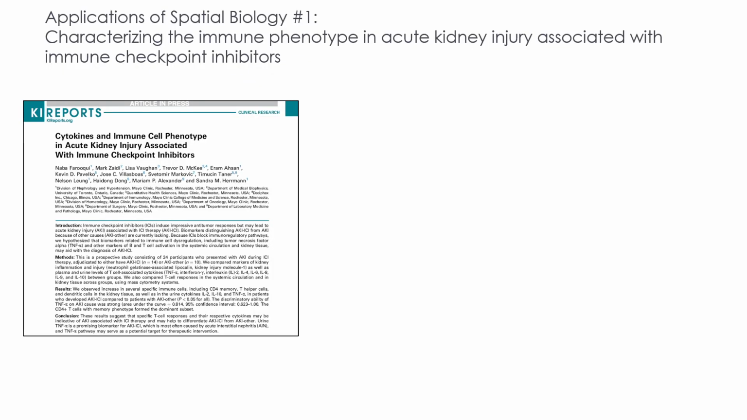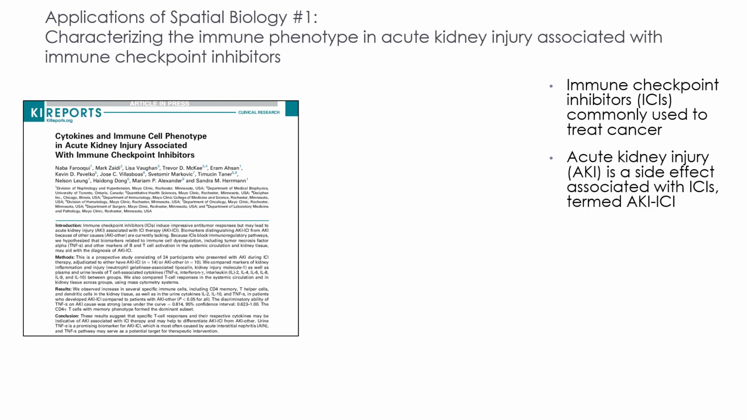So in collaboration with nephrologists at the Mayo Clinic, our aim was to use multiplexed imaging to characterize the heterogeneity and identify biomarkers of kidney injury caused by immune checkpoint inhibitors. Immune checkpoint inhibitors are commonly used to treat a wide variety of cancers, but one major side effect is acute kidney injury hypothesized to be caused by the elevated systemic circulation of these immune cells.